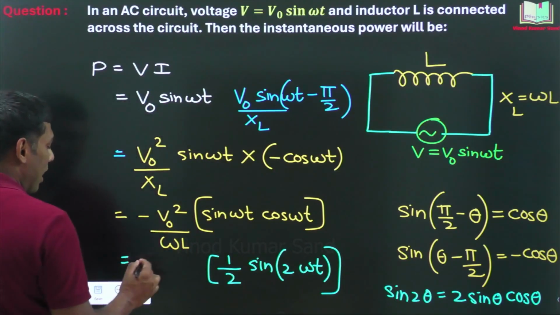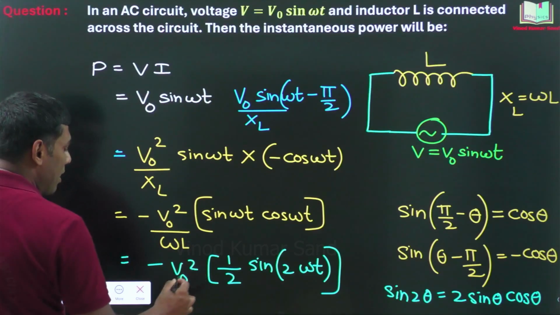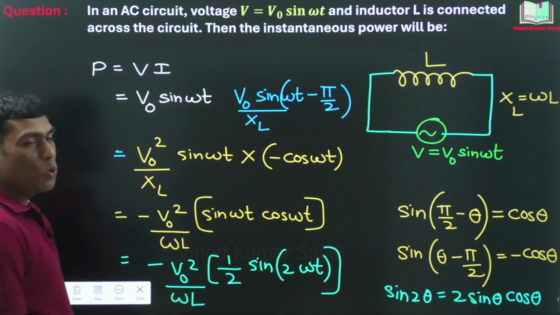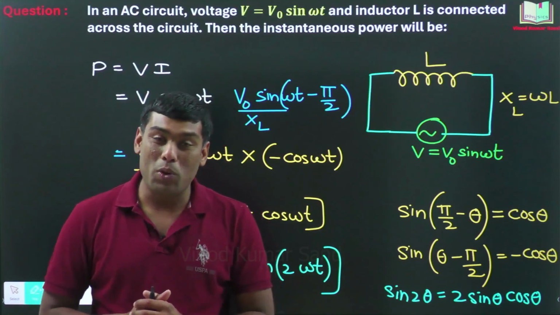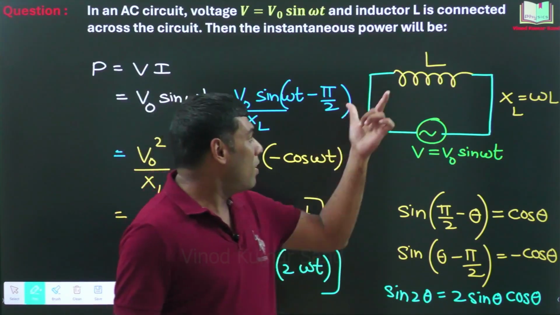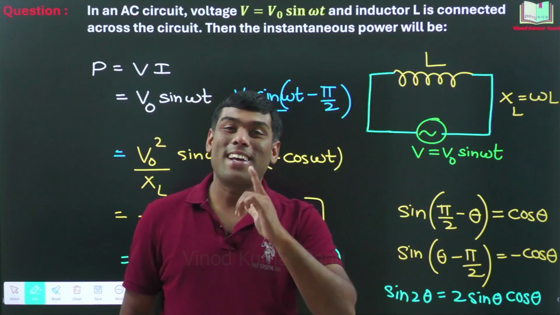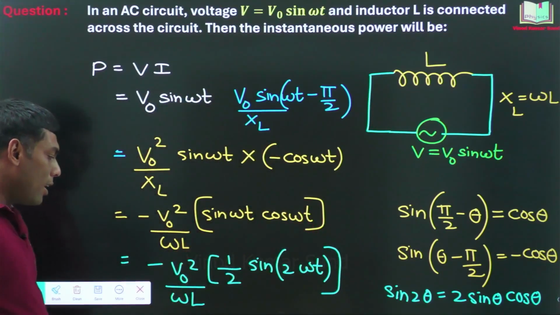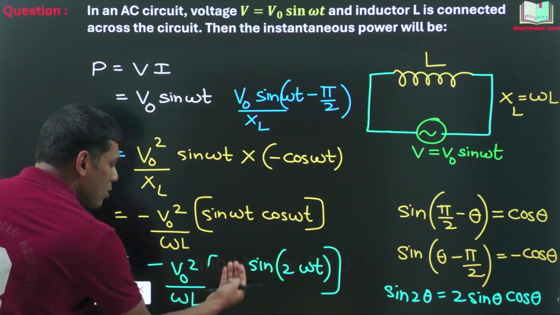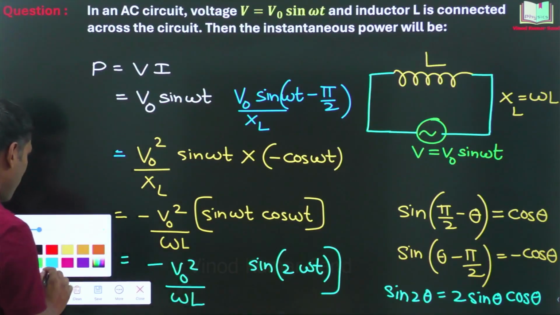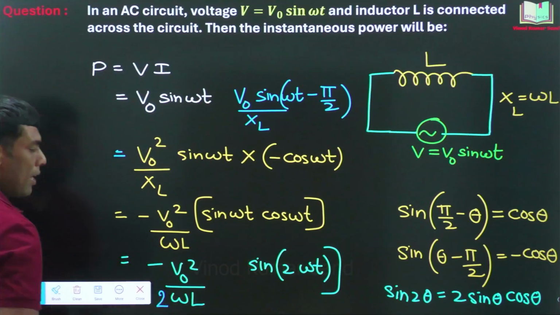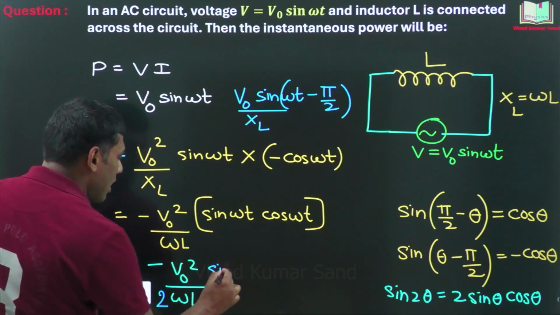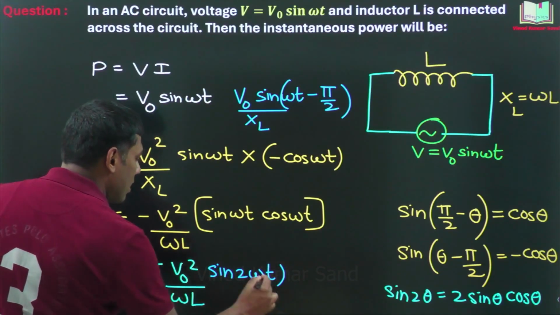And ahead we are having the data minus V0 square by omega L. So this should be the answer. The instantaneous power for this circuit is how much? Minus V0 square by 2 omega L. Now you can bring this 2 here. If you want to write it in a further simpler manner, I am bringing that 2 here, and then let us rewrite this as sine 2 omega t.